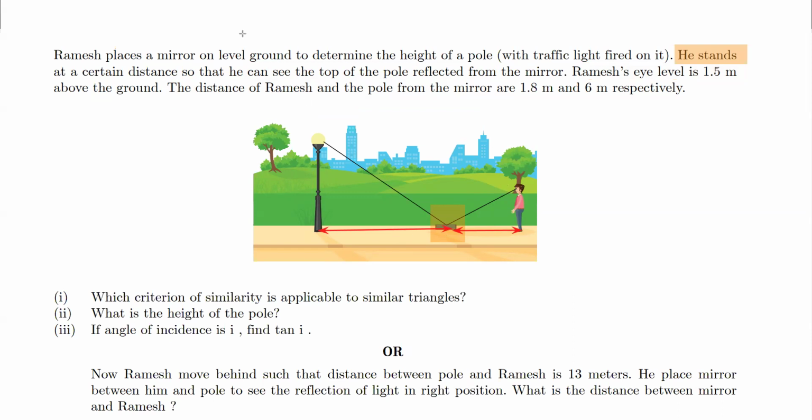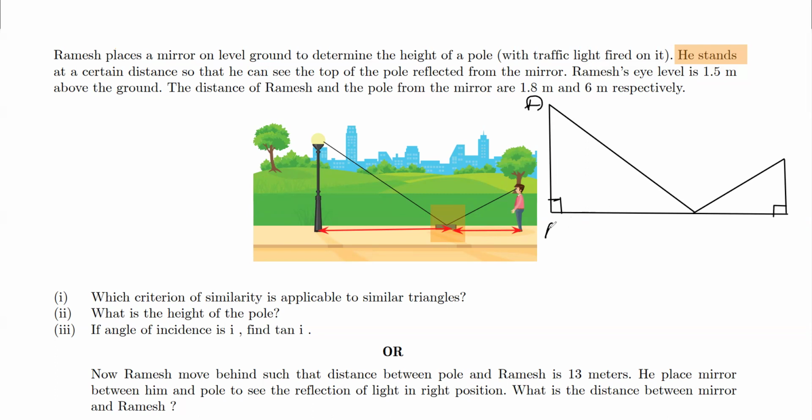So let's say I draw another figure. We have this as the height of the pole. This is the height of Ramesh. Let's say this is the place where the mirror is placed. We know that anything which is standing vertically on the ground makes an angle of 90 degrees with the ground. So these two angles are 90 degrees. Now, I name this triangle A, B, C is the point of the mirror. Say this is D and this is M.